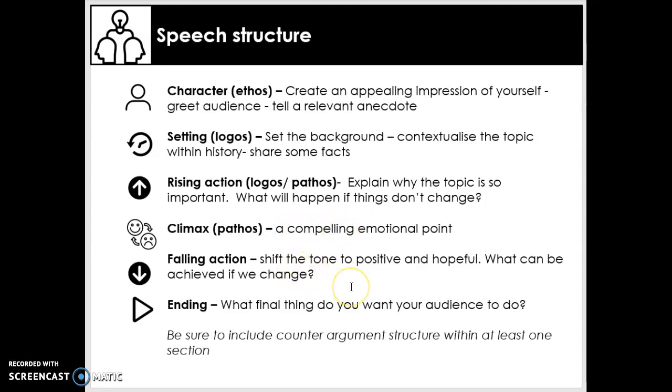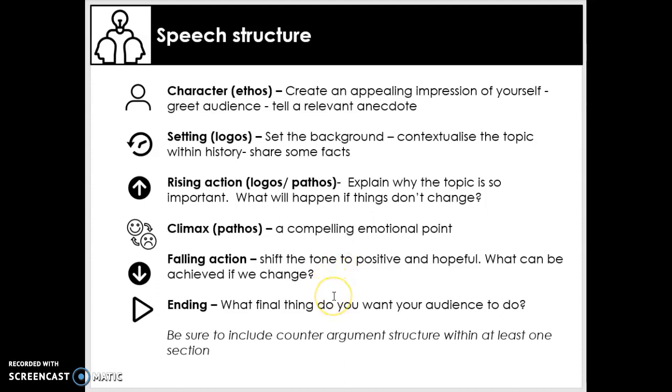The falling action, then, this is when I suggest you shift the tone to positive. The rising action is a bit doom and gloom, these are all the bad things, but then we can say the positive and hopeful things. If we change, this is what we can achieve. Your voice matters and we all have a role to play, so we can be a bit more aspirational.